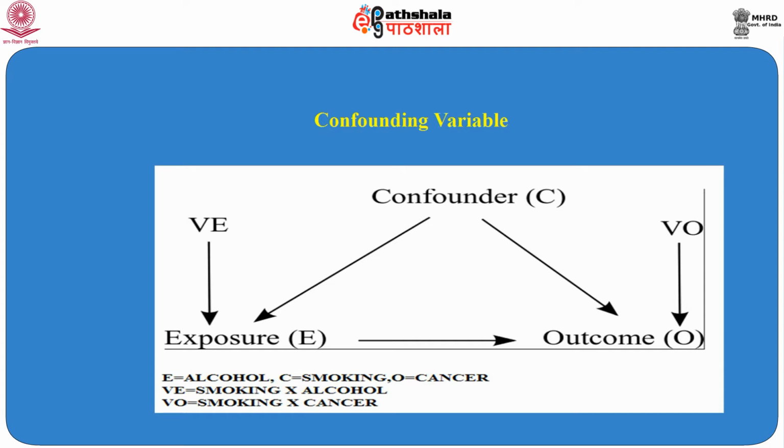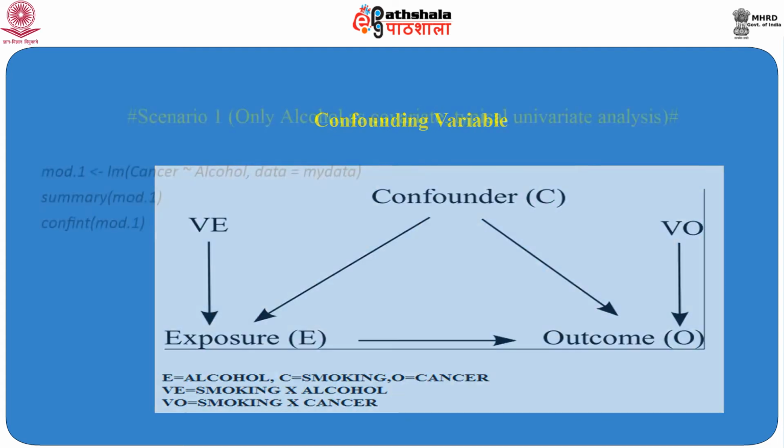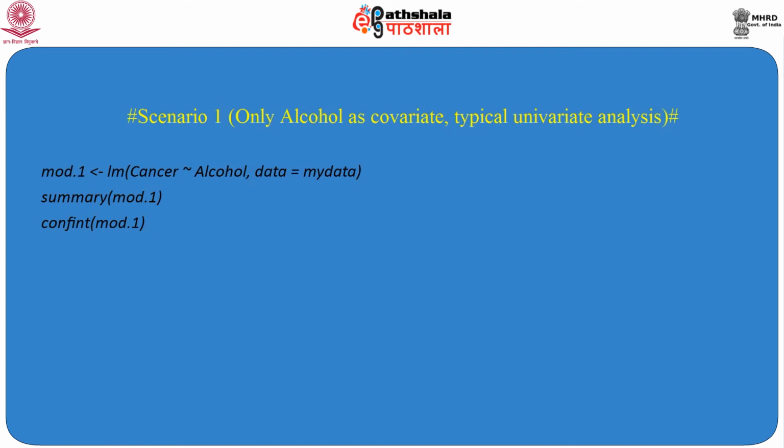So here as an example, and in this module we will also see this example with alcohol and smoking. Now let's start with one factor at a time. We will see the influence of each on cancer, and after that, if we find that a confounding factor is present, then we can make our inference like that. So let's start analyzing the data.